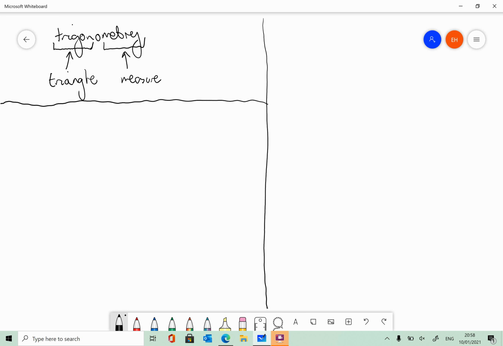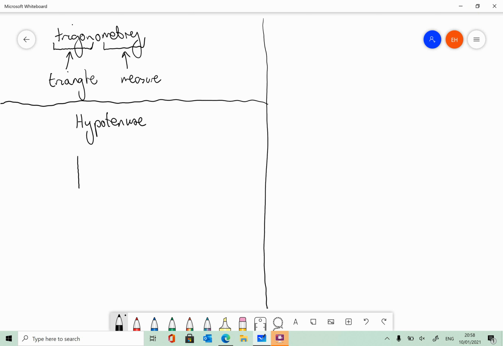Now, with every new topic, there's a load of words we need to learn to start. So today we're going to learn one word, and that word is going to be hypotenuse. So some of you probably already know this word from junior cert, and you know that's brilliant. But in case some of you don't, let's just recap.